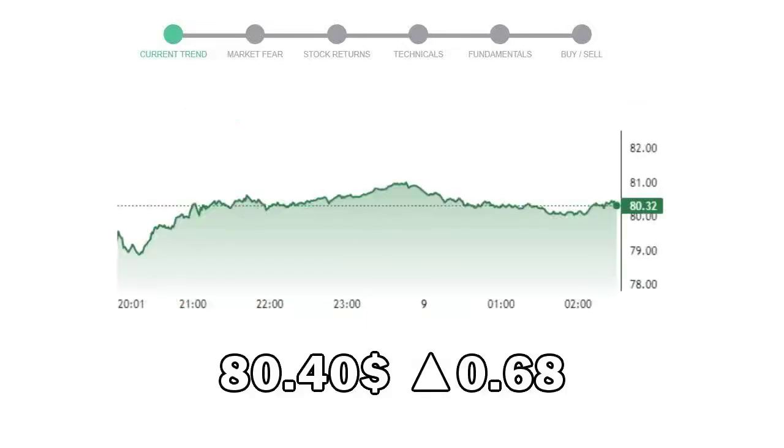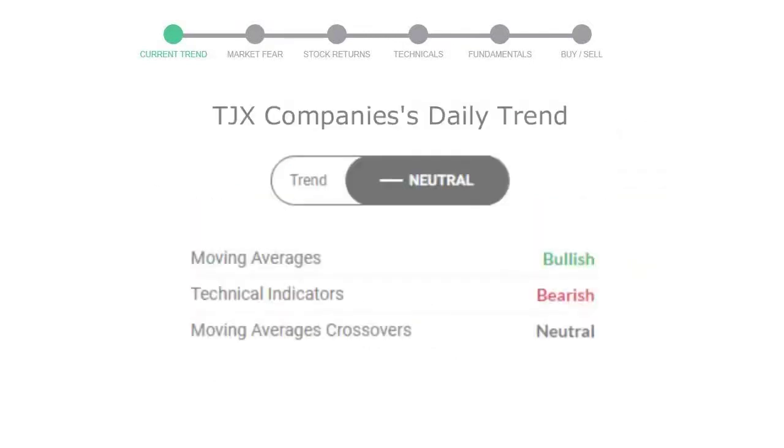Tech companies closed at $80.40, with an increase of 0.68% in the last trading session. Let's look at today's trend indicators. The moving average is bullish. Technical indication is in downtrend. And the overall daily trend for the stock is neutral.